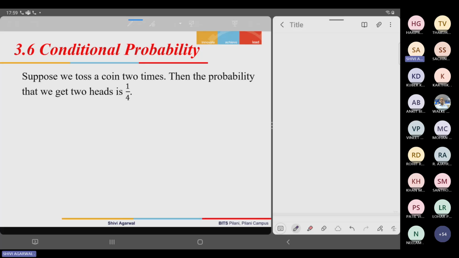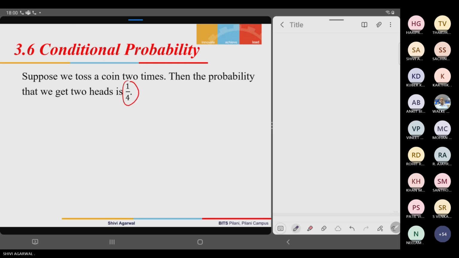Suppose we toss a coin two times. One toss is one event, and tossing a coin two times may be a second event as well. The probability that we get two heads is 1/4. Simple, right? You know very well the outcomes are head head, head tail, tail head, and tail tail. So this is the total sample space, and the probability of getting two heads is 1/4.